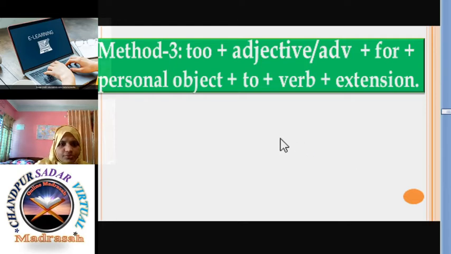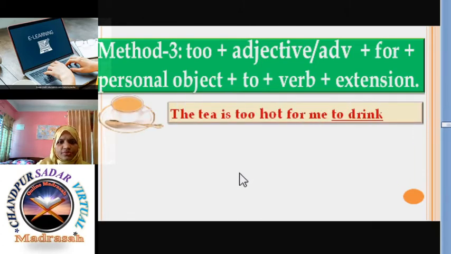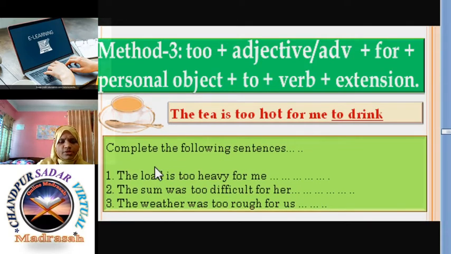Then method 3. To, adjective or adverb, for plus personal object, to, verb or extension. Here is another example: The tea is too hot for me to drink. Here is another structure. In the same way, complete the following sentence. The load is too heavy for me. So, the load is too heavy for me to carry. Here the answer will be "to carry". The sum was too difficult for her to solve. The weather was too rough for us to start our journey. You can also give more options.